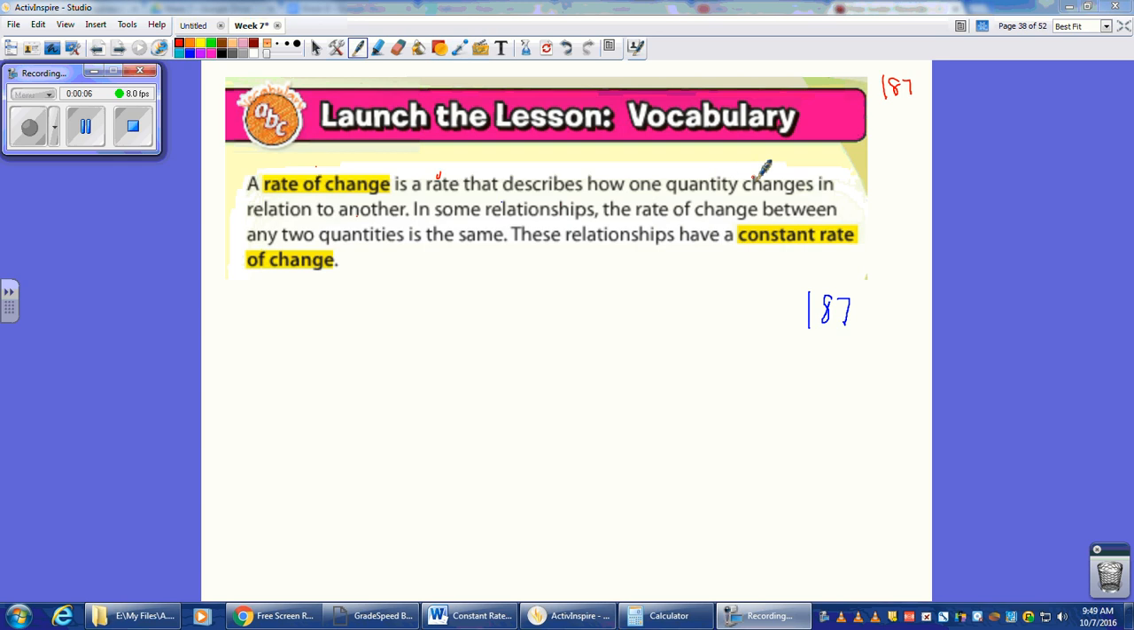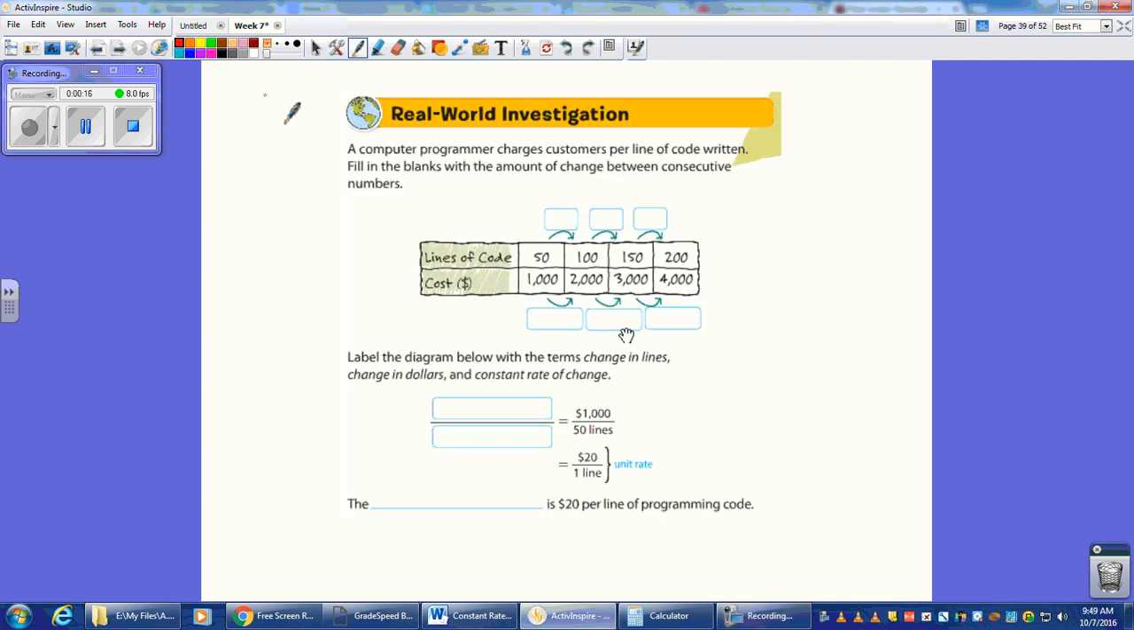Changes in relation to another. In some relationships, the rate of change between any two quantities is the same. These relationships have a constant rate of change. So for this first problem, it says we have a computer program. They charge customers per line of code written. Fill in the blanks with the amount of change between consecutive numbers.